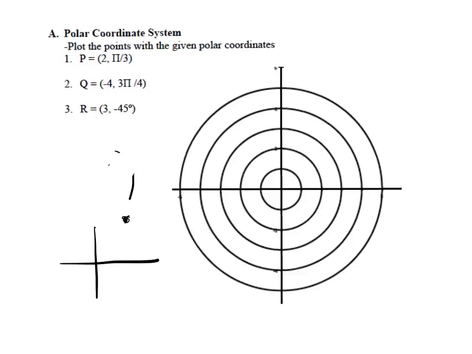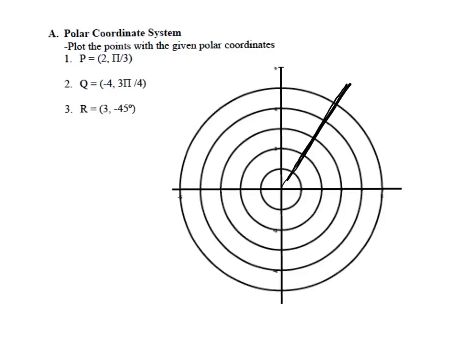So let me erase this a second. And if we look at part A, number 1, our polar coordinate is (2, pi over 3). The first number tells us how far to go. The second number tells us in what direction. And I usually start with the second number. So pi over 3 is 60 degrees. That means we're going to go somewhere out in this direction here.